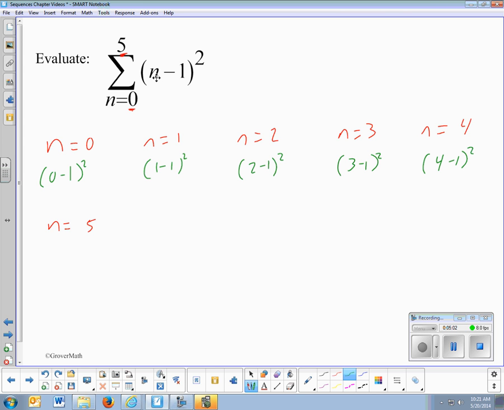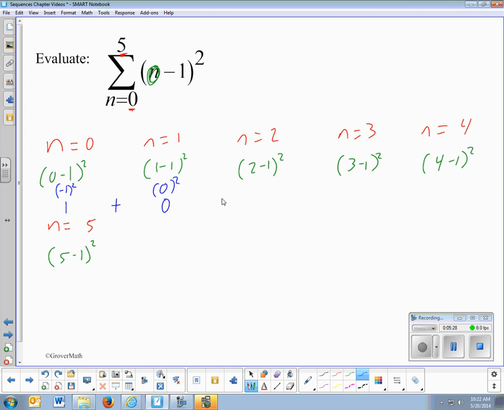Because remember, what I'm plugging in is I'm just replacing n with these numbers. And so the last one for 5 would be 5 minus 1 squared. And so now you need to evaluate these. 0 minus 1 is negative 1 squared, and negative 1 squared is positive 1. Remember, negatives raised to even exponents become positive. 1 minus 1 is 0 squared, and 0 squared is 0.